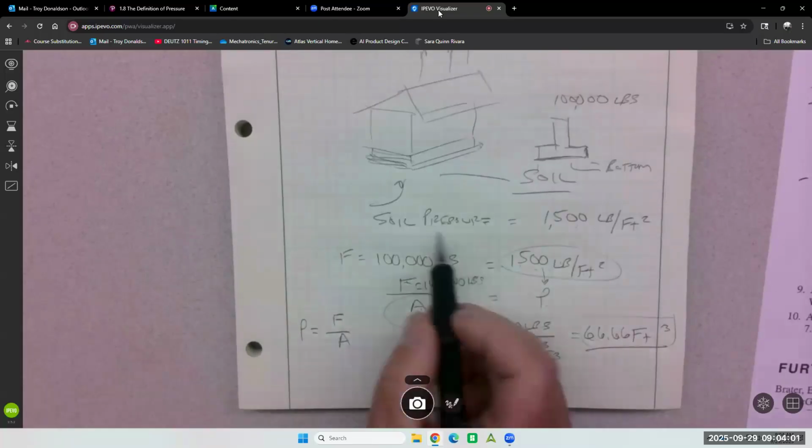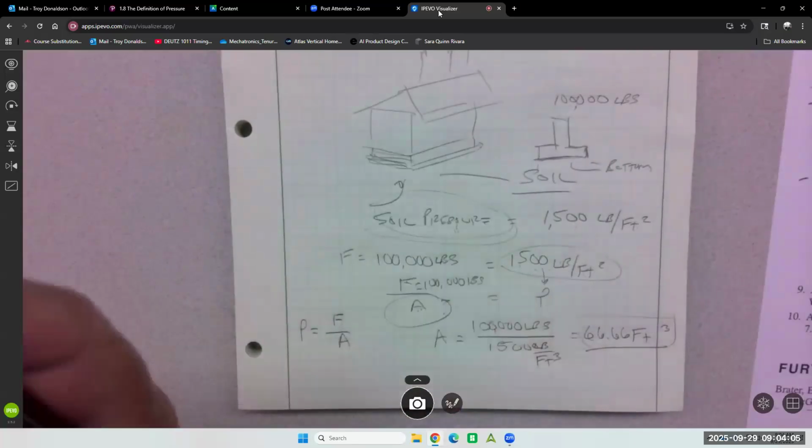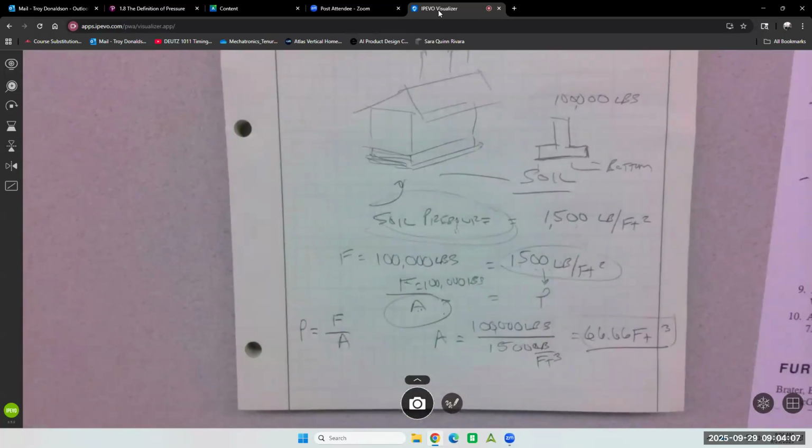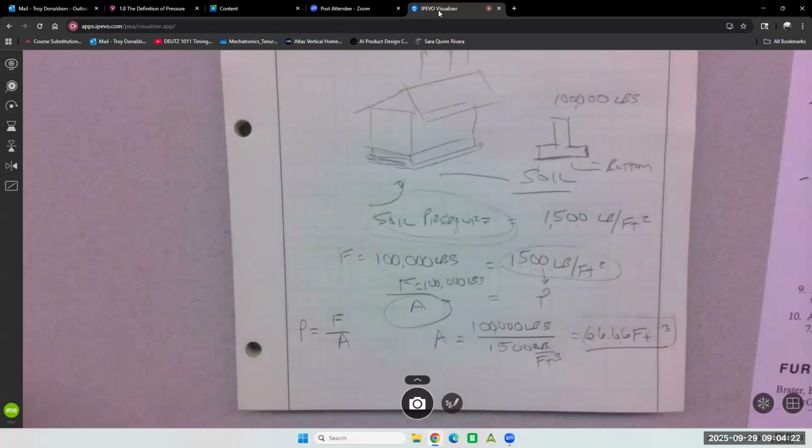Yeah, so when you have soil pressures, that's a very civil engineering thing, but those are your limits. You can't go over it, right? So we need at least 66.66 feet squared of area to carry that 100,000 pounds. We've got to have it. So however we design this home, we need that much area of concrete so it will not sink into the soil.